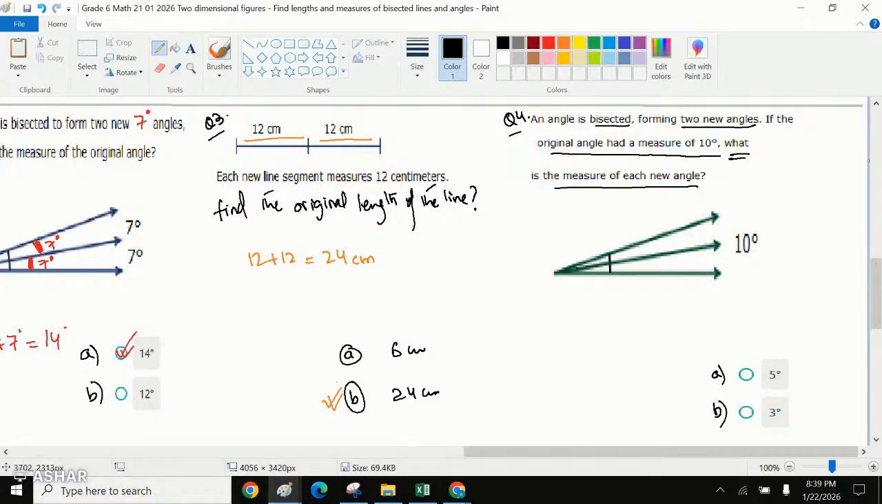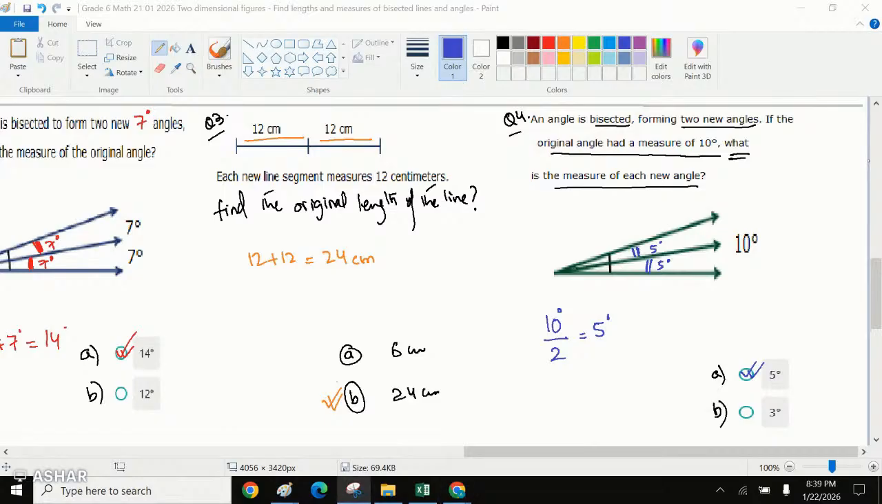Yes, thank you, Grinsley. That means if the original was 10, option number 1 is perfectly correct. It was divided into two smaller angles, right? So we simply divide by 2 and we get 5 degrees. That means the smaller angles would be 5 degrees each. And option A was the correct answer. Thank you. Let's have a look at another question from the test.